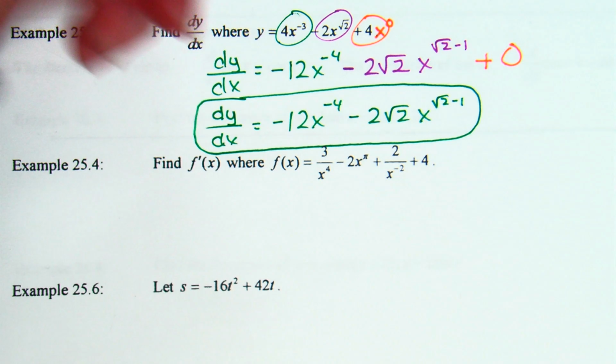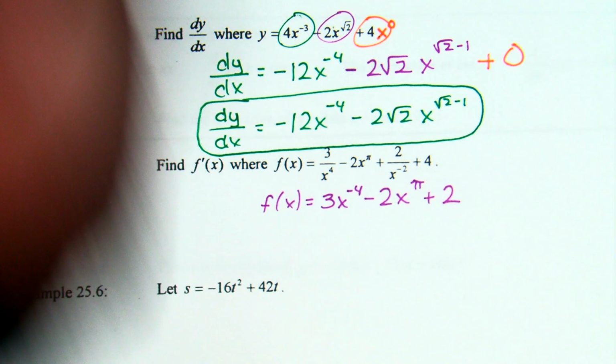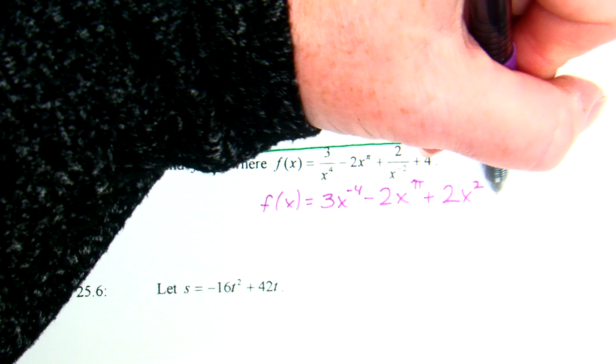We're not going to throw a variable in the exponent. That's a ways down the road. Okay. And then we have a plus 2. If it's x to negative 2 in the denominator, that's really x to the positive 2 in the numerator. And plus 4.